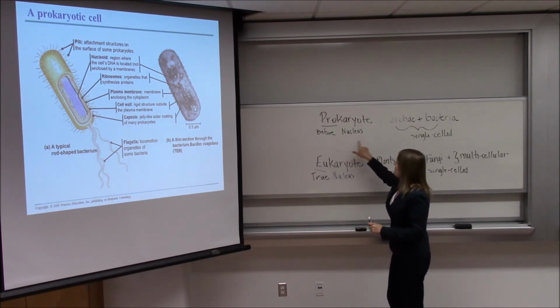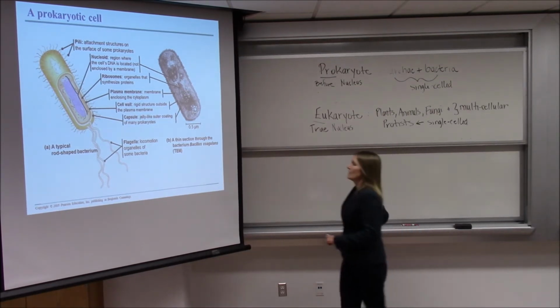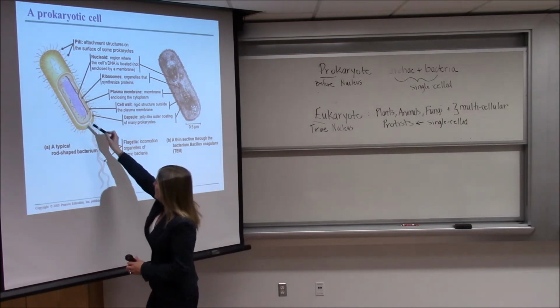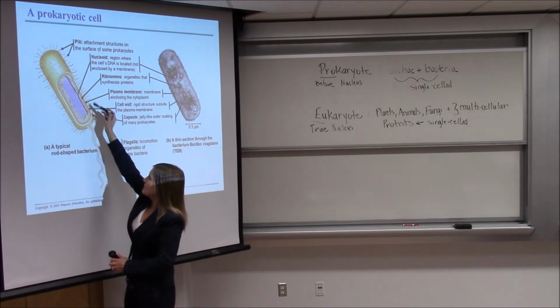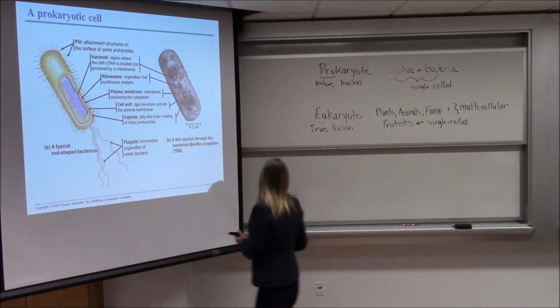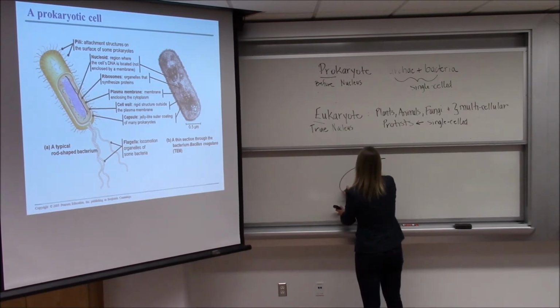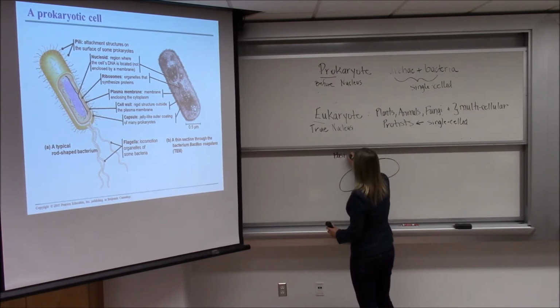So prokaryote, before nucleus, that means they don't have a nucleus in their cell, and you can see that in this very basic structure on the board. The DNA is just free in the cell. This is a rod-shaped bacterial cell. And that's typically how we'll draw an example of a bacterial cell on the board, just because it's easier to draw. Okay, so this is going to be basic prokaryotic cell structure.